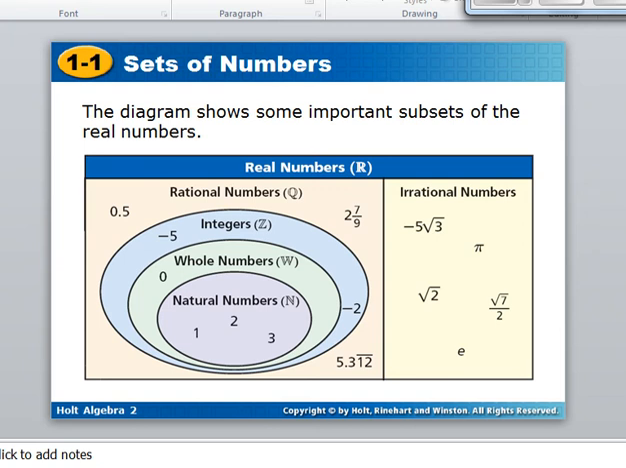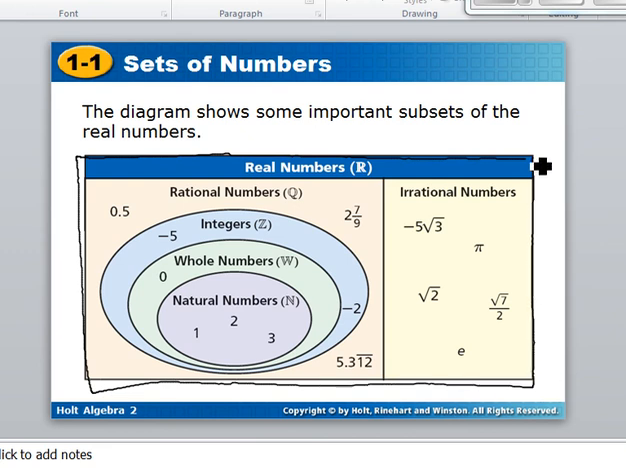When we look at the sets of numbers here, all of the numbers that we're talking about right now are real numbers. That's the box that we're looking at around here. This whole thing is real numbers. So every single problem that we do, all the numbers are going to be real numbers until we get later in Algebra 2 when we start talking about imaginary numbers. Okay? So either real or imaginary.